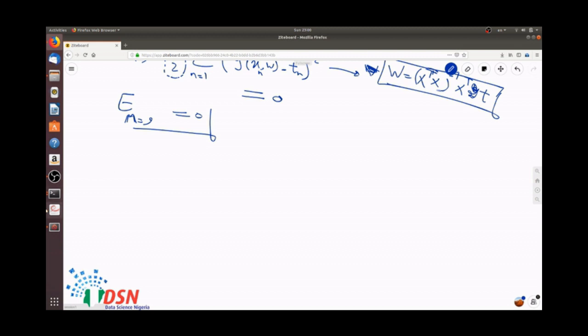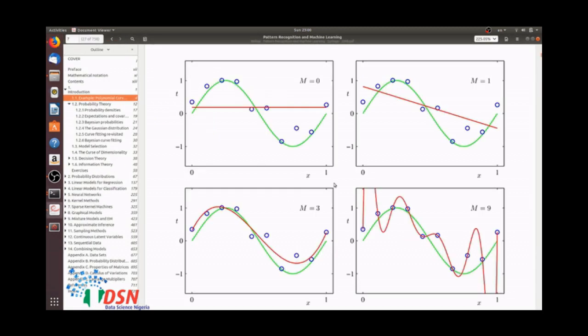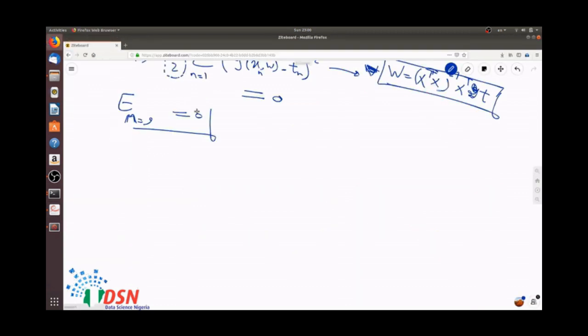In other words, in here what happened is the training error is very low and the test error is quite high. In this case we call it overfitting.